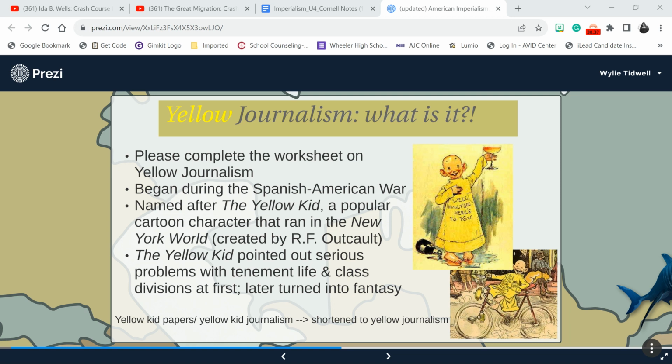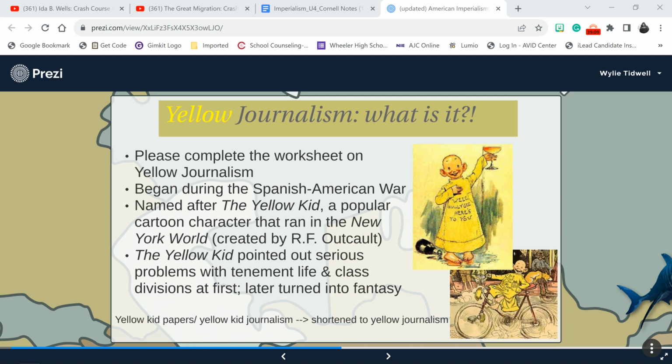Okay, this is where the ethnic studies really has to come out. What was going on with him is a cartoon character, the Yellow Kid. It's a very popular cartoon, and it ran in the New York World, all right? The Yellow Kid pointed out serious problems with tenement life and class divisions, which y'all should remember from the Muckrakers, right? Okay, y'all with me so far on this? So, we good so far?